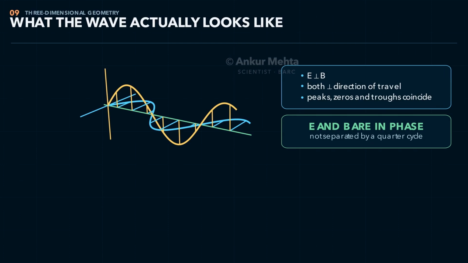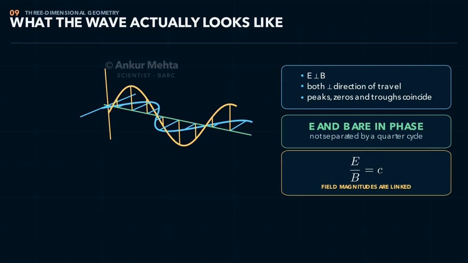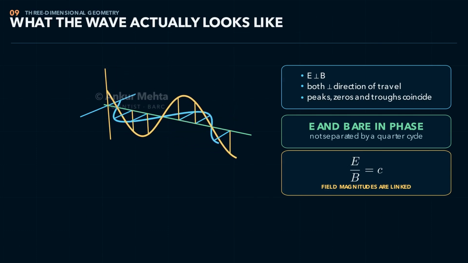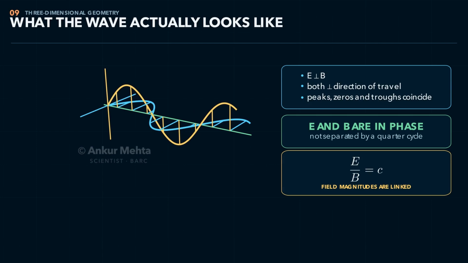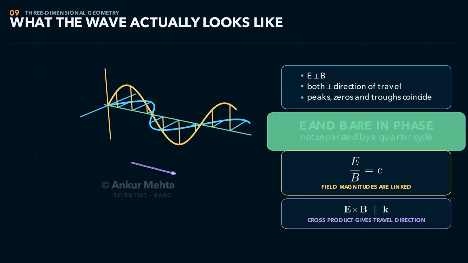Their magnitudes are related by E divided by B equals c. At every point, the cross product E cross B points in the direction of travel. The animation therefore shows three pieces of information at once: field orientation, phase, and propagation. The wave moves forward, but the field vectors oscillate sideways.